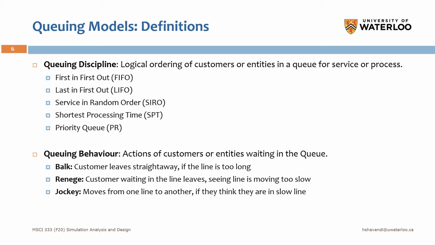Or jockey behavior. In jockey behavior, the customer will move from one line to another if they think they are in a slow line. So you see this kind of behavior in traffic jams on highways, for example, right? So these are different behaviors of the customers in a queuing model, and we may consider one of these disciplines in simulating a queuing system.